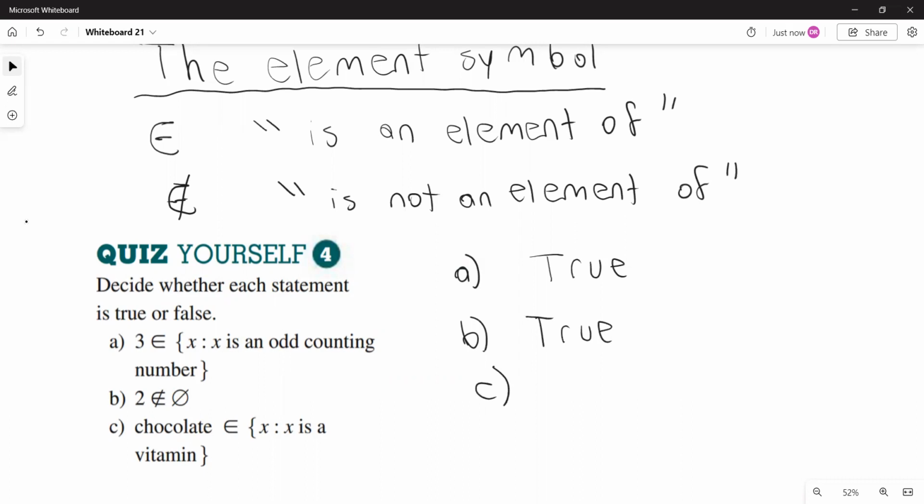And C, chocolate is the set of all X such that X is a vitamin. This one is false. Chocolate contains vitamins, but it's not a vitamin itself. By vitamins, we understand things like vitamin A, B1, B2, B6, C, K, E, and so on. And chocolate is not a vitamin.